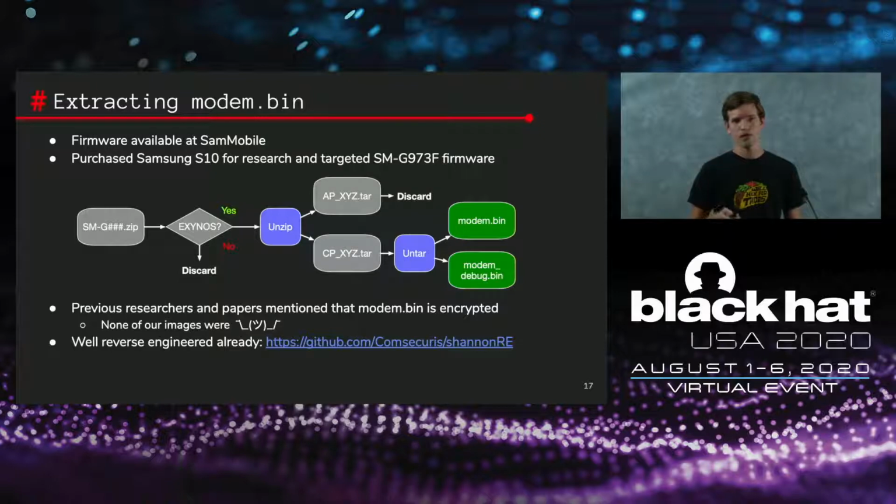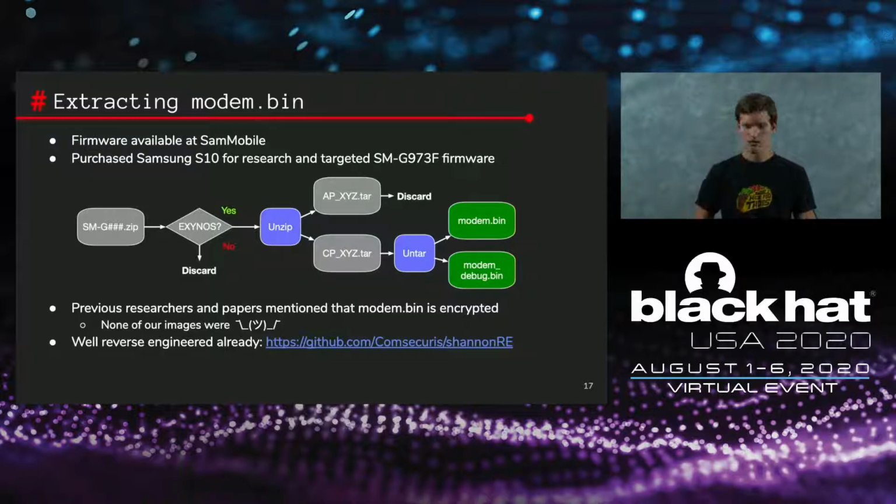and we also had a bunch of other firmware lying around, which we used this kind of flow chart to categorize. Pretty much, it's just the zip file, with tar files within it. We pick one tar file, which has the modem code. Untar it, and we have modem.bin and modem-debug.bin. There had been talk that actually these files were encrypted. We didn't see that. None of our images were encrypted. We were able to just throw it into Ghidra and get started.